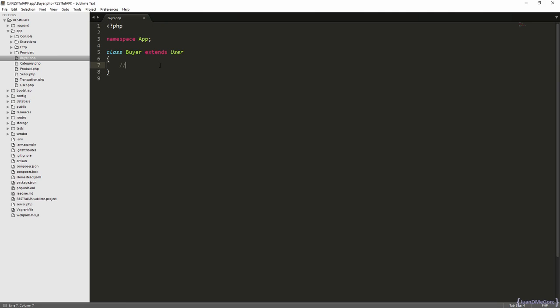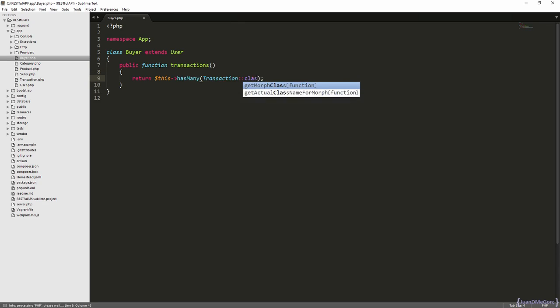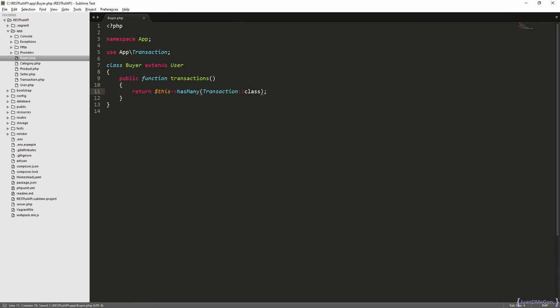So we know that a buyer has several transactions. It means it has many transactions. So remember to use the F5 function key in order to auto-import the definition for every class, in this case for the transaction class.